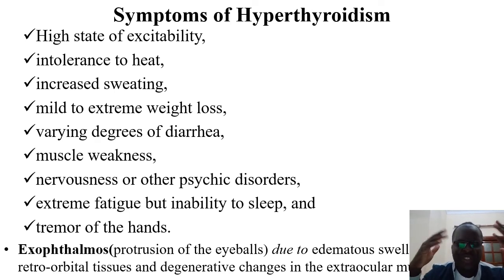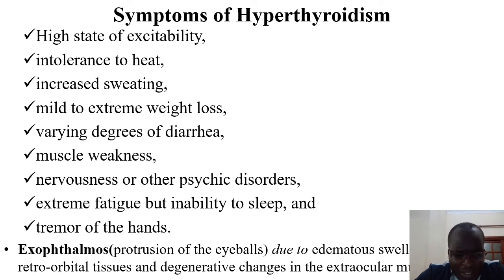You start seeing things which are not there. You start talking things that are not making sense. Why? It's because of the thyroid hormones that are overproduced. Extreme fatigue, but inability to sleep. So you are very tired because there is muscle weakness. So there is extreme fatigue. You want to rest, but you can't rest because the reticular formation is always active, activating the cerebral cortex. So in as much as you are feeling tired, you are failing to sleep.